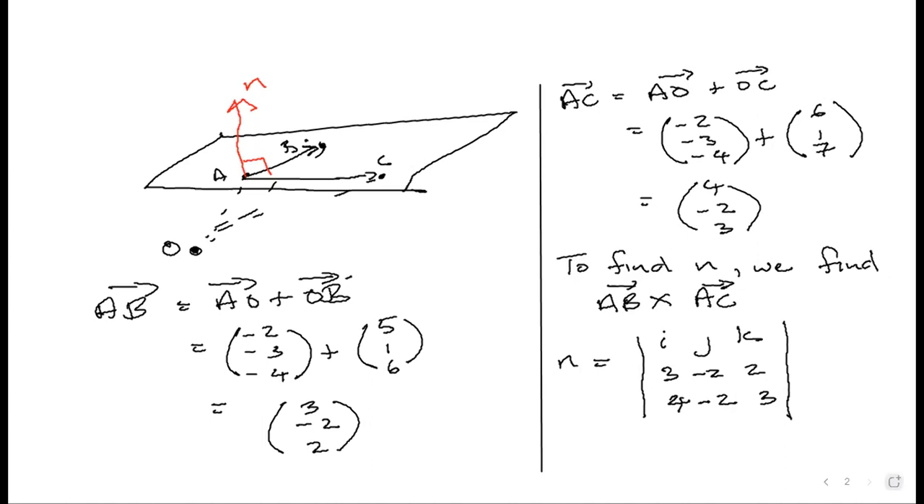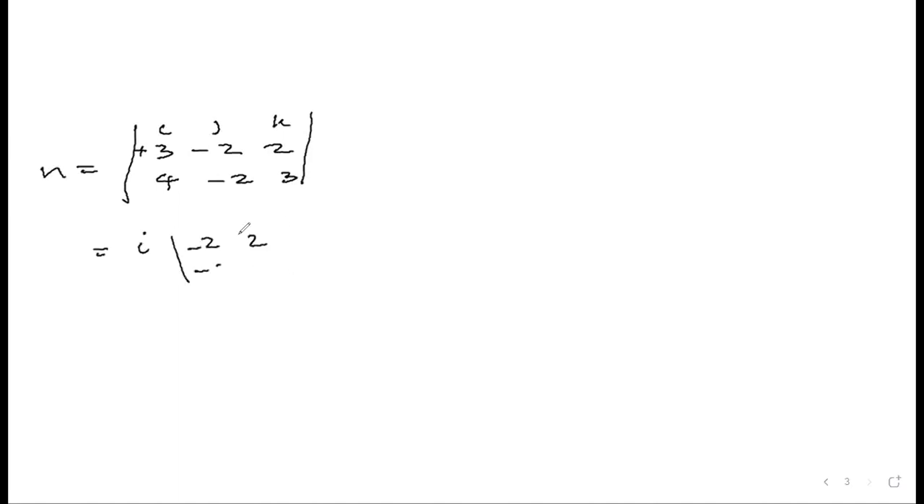So let's find that. Write down 3, -2, 2, 4, -2, 3, i, j, k, determinant, and that's my vector n. So n is equal to the determinant. Cross out the row and column that the vector is in. If you cross out this row and this column, then what is left is what we find.